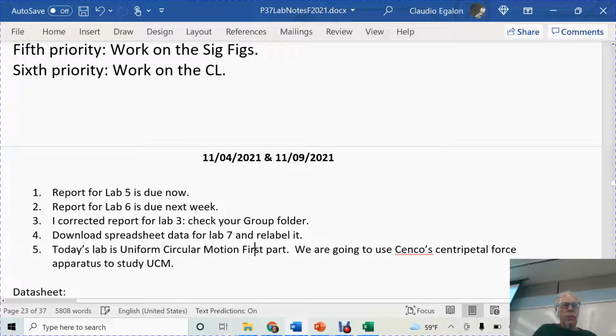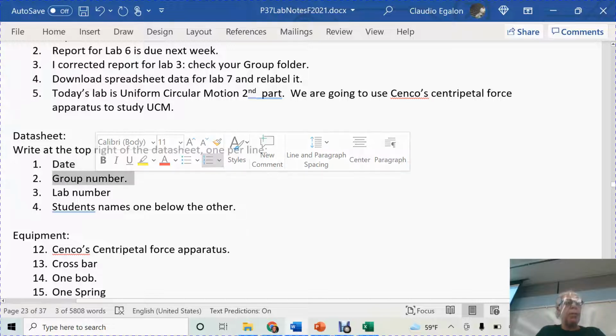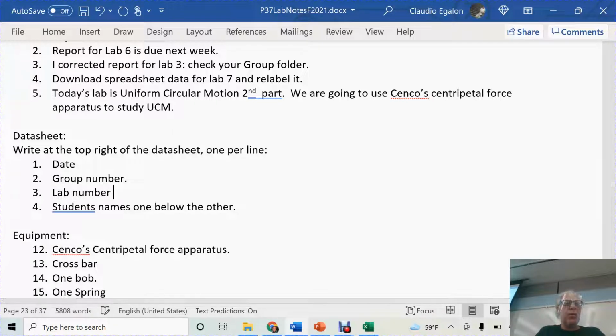Uniform circular motion, second part. Data sheet, very important. I want you all to do that right now so you don't make this mistake that you do all the time when you go to sign off your data sheet. At the top right of the data sheet, write the following information, one per line: the date, the group number, the lab number, in this case 7, and the students' names, one below the other. Six lines at most.